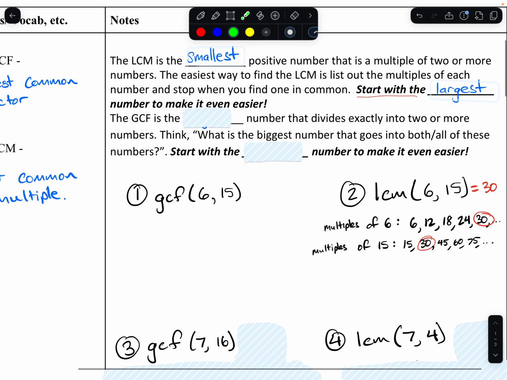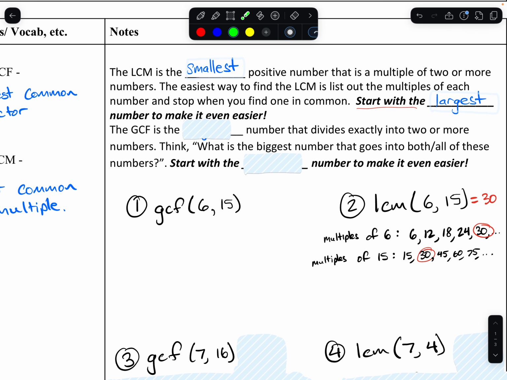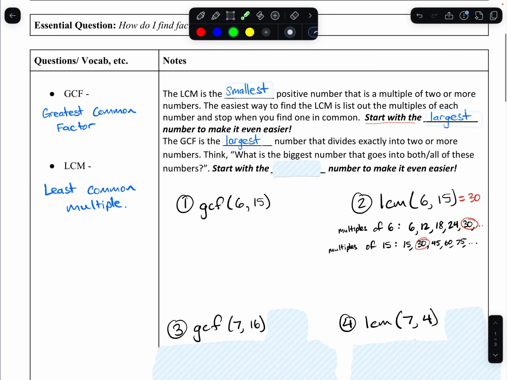All right. Let's try the GCF now. GCF, or greatest common factor, is the largest. That's what greatest means. It's the largest or greatest number that divides exactly into two or more numbers. We talked about factors a lot in our last lesson. We did prime factorization. We listed out all the primes. That's what we're going to do here. So we're looking for the biggest number that goes into both, or it might be more than 2. But all the numbers you're given, we need to find the biggest factor of all of them.